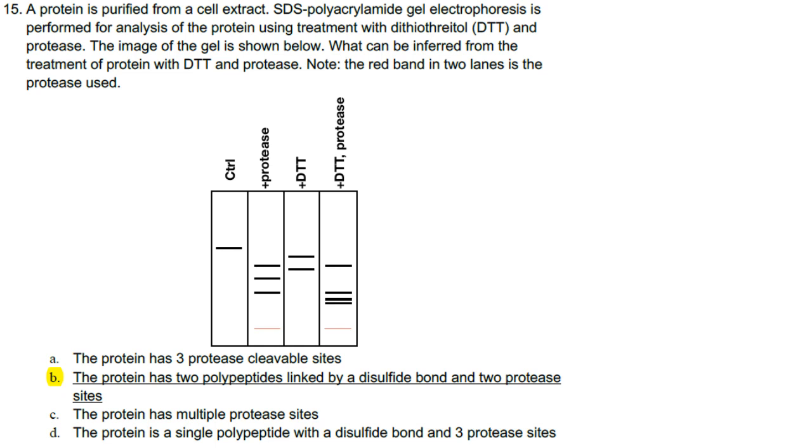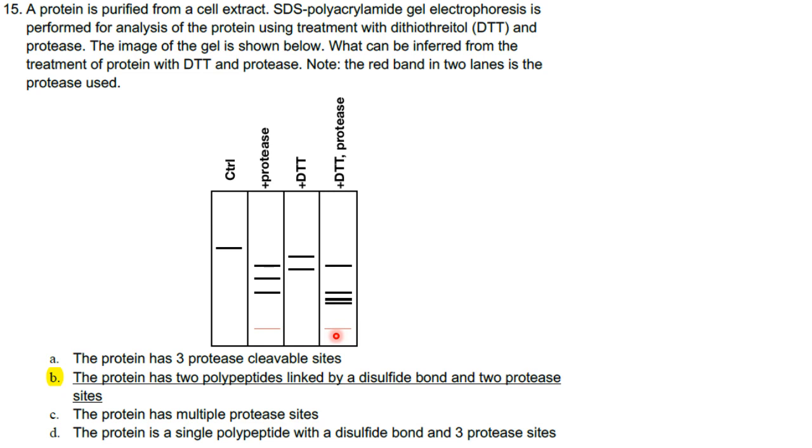Then next one. A protein is purified from a cell extract. SDS polyacrylamide gel electrophoresis is performed for analysis of the protein using treatment with dithiothreitol and protease. The image of the gel is shown below. What can be inferred from the treatment of protein with the DTT and protease? Note, the red band in two lanes is the protease used. Protease is a protein, that is why they have given red bands over here to show that it is not the protein of our interest, it is the protease.